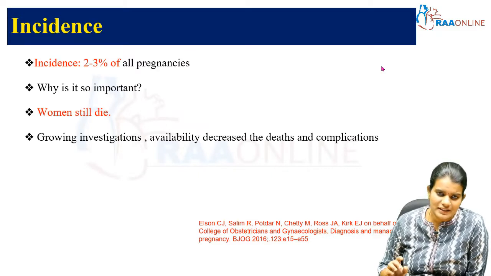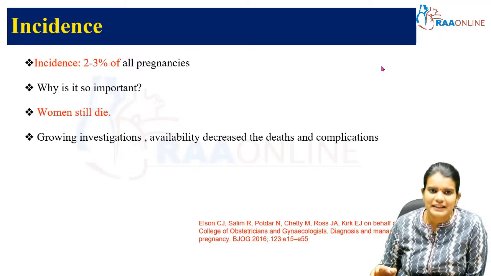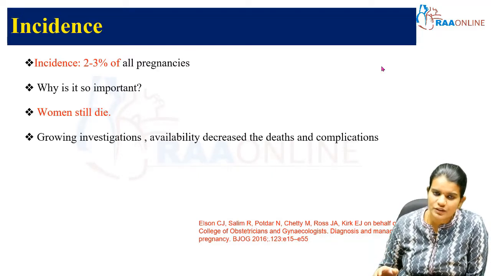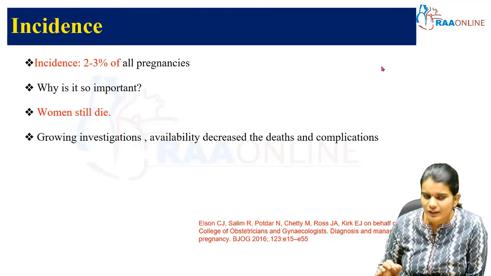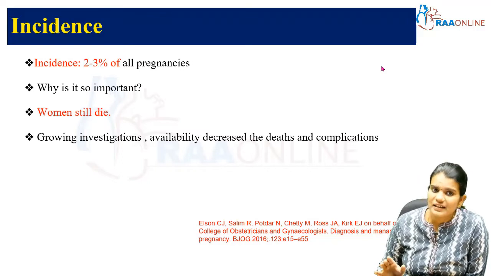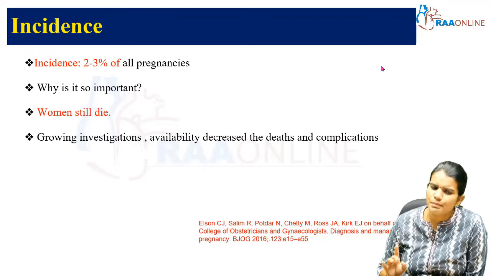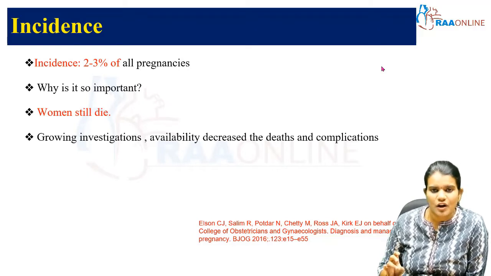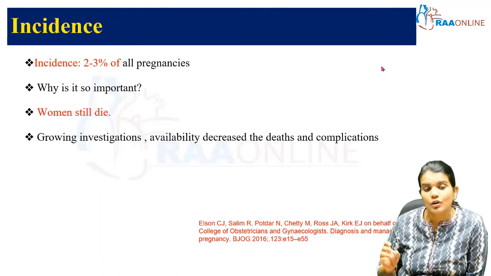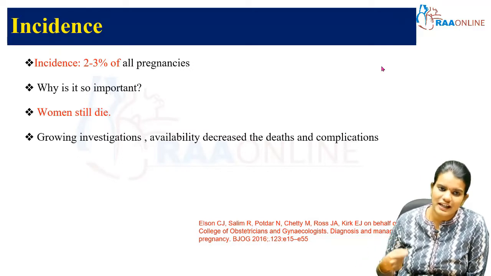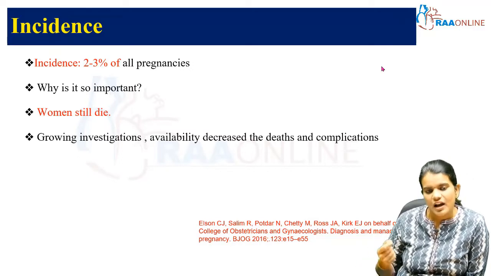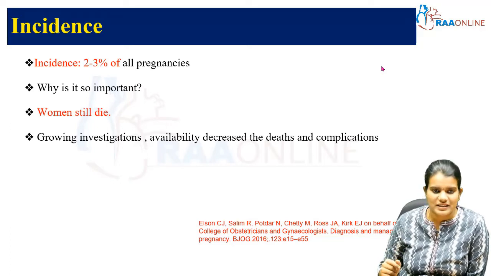Incidence of ectopic pregnancies. According to the Green Top guidelines, it is actually 2 to 3% of all pregnancies. So when it's only 2 to 3%, why is it so important? Because women still die of ectopics despite the growing availability of investigations, and also the complications sometimes are mismanaged because the knowledge amongst the gynecologists is slightly less while trying to investigate the disease.